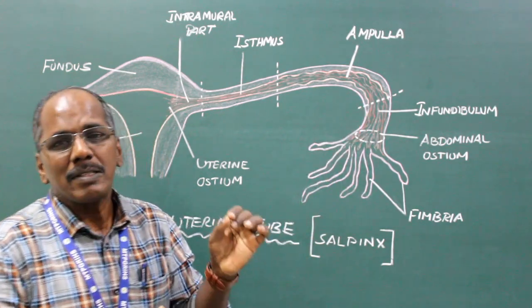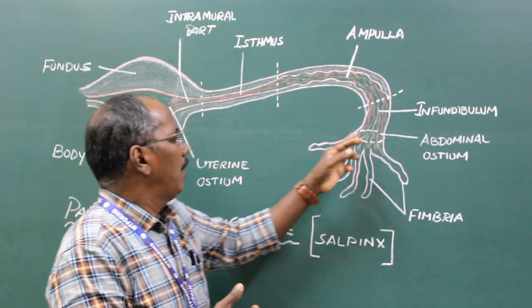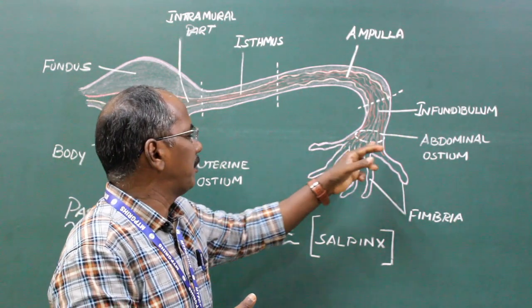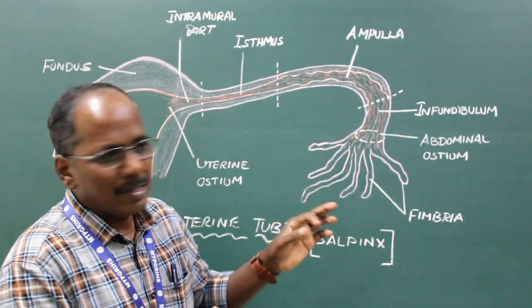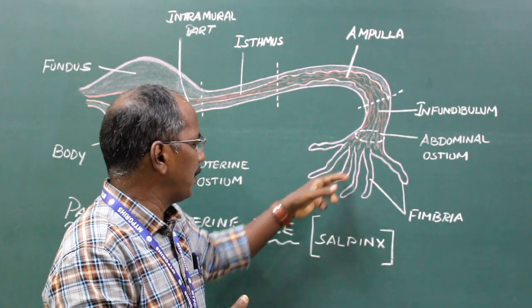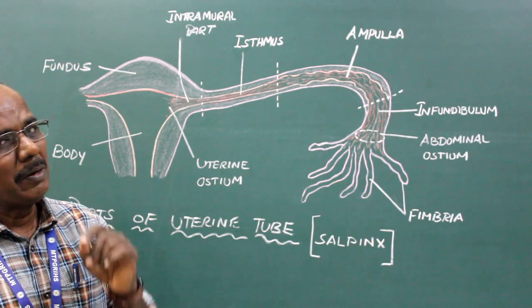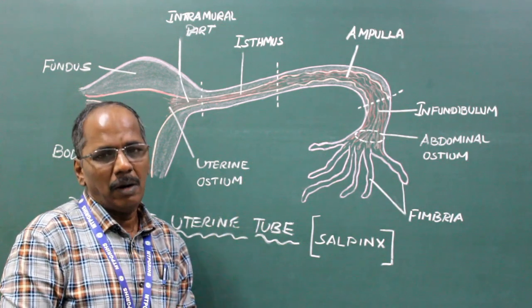Infundibulum. As the name refers, it is funnel shaped and the circumference of the infundibulum possesses finger-like projections known as fimbriae. It is about 1 centimeter long.